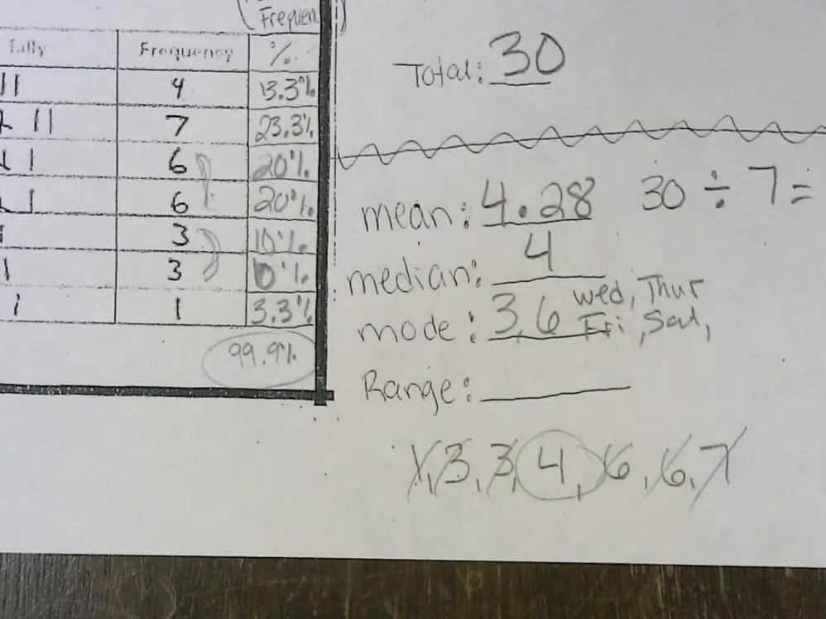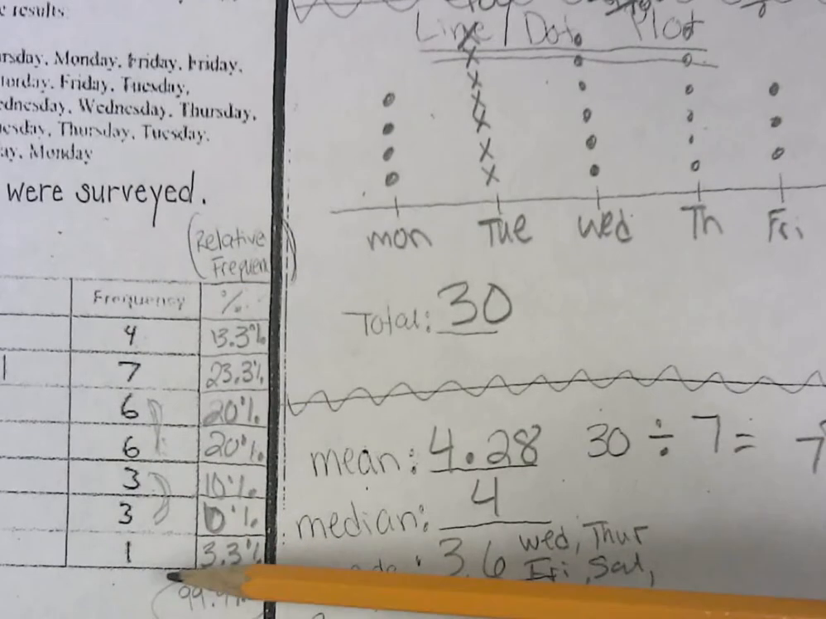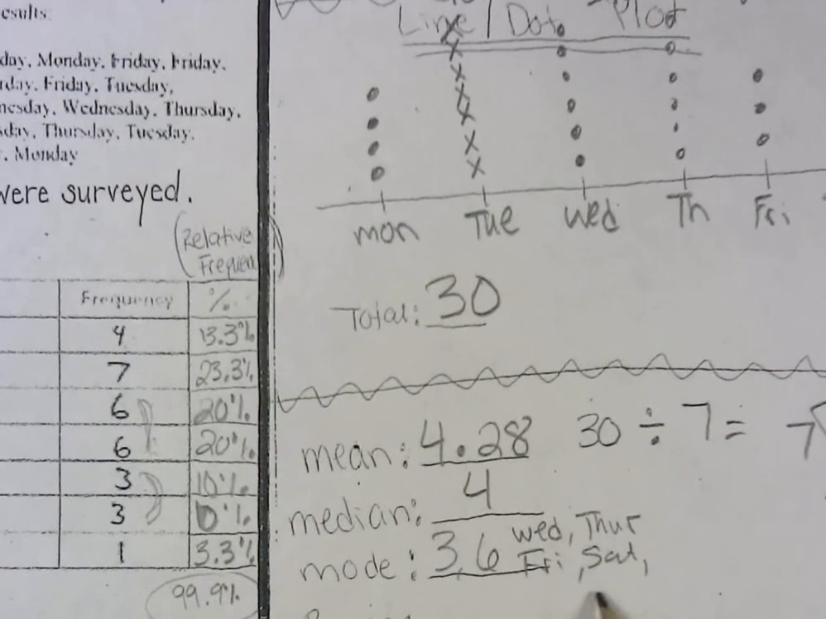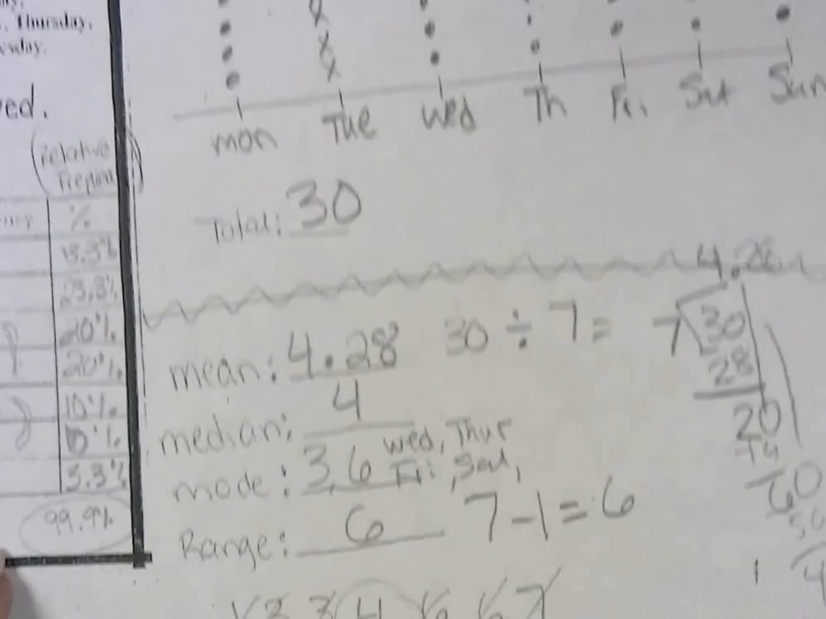Range, biggest minus smallest. So the most dots we had, or the biggest number we had over here on our table, was 7. The smallest amount, we just had 1 dot over here. So 7 minus 1 is 6. So our range is 6.